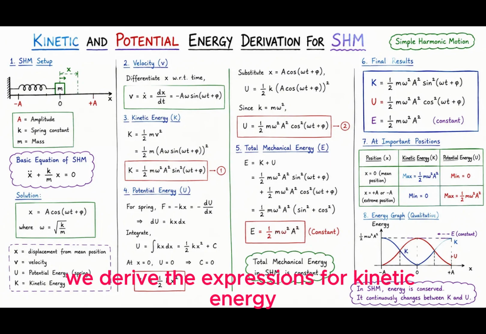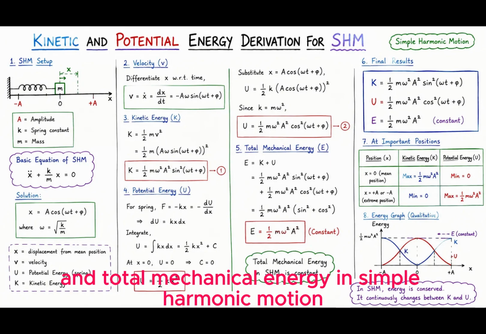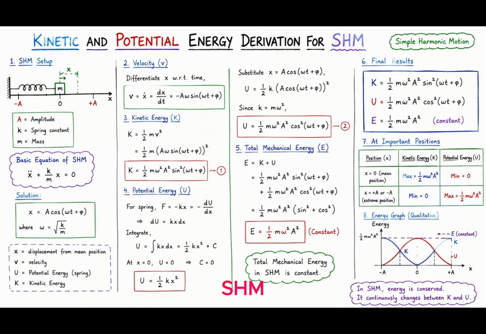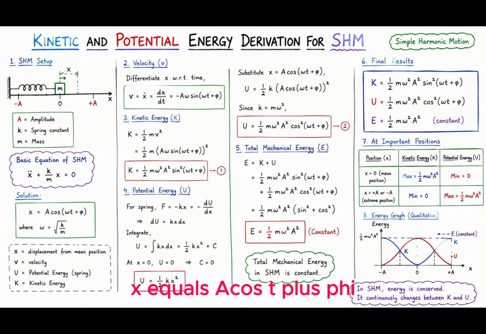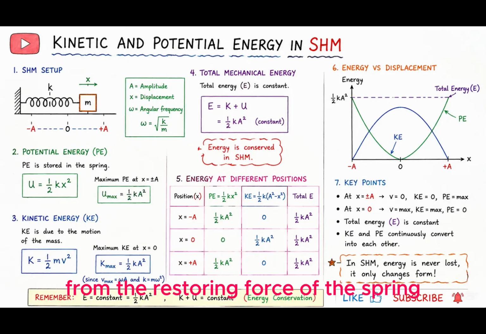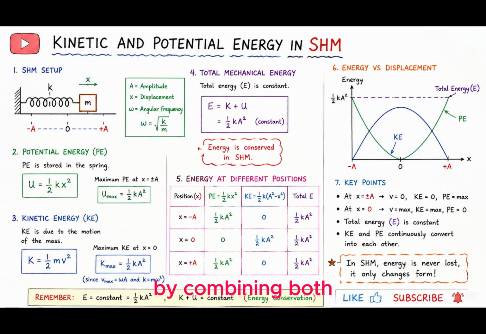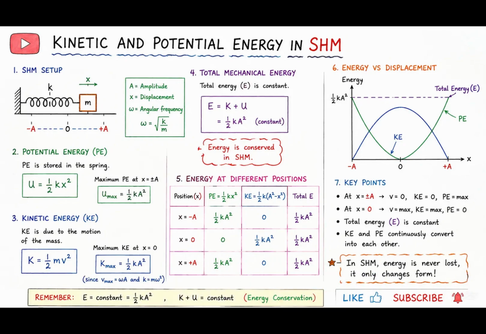We derive the expressions for kinetic energy, potential energy, and total mechanical energy in simple harmonic motion, SHM. Starting from the basic SHM equation and displacement x equals A cos(ωt + φ), we find velocity and use it to calculate kinetic energy, while potential energy is obtained from the restoring force of the spring. By combining both, we see that total energy remains constant and equals the same value at all times. This proves that in SHM, energy continuously transforms between kinetic and potential forms while always being conserved.